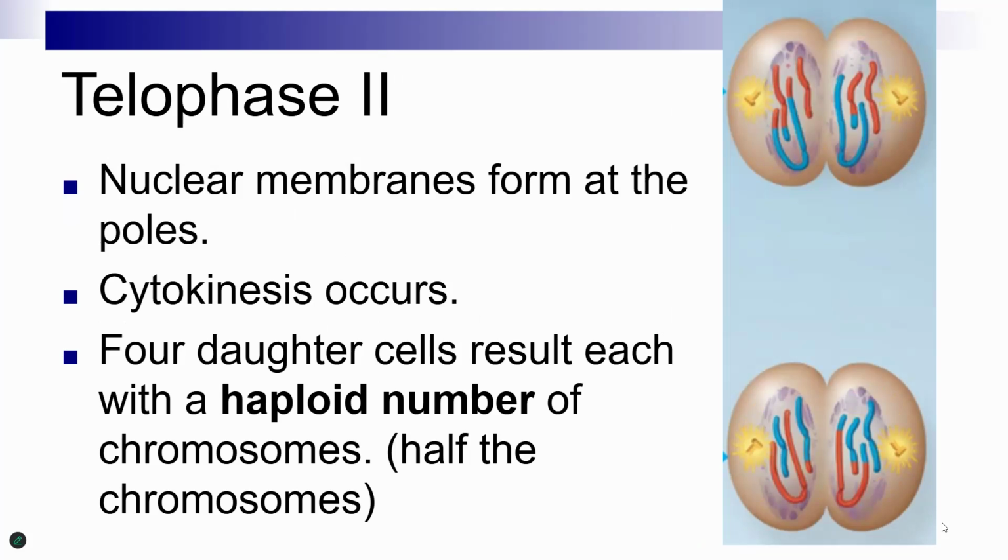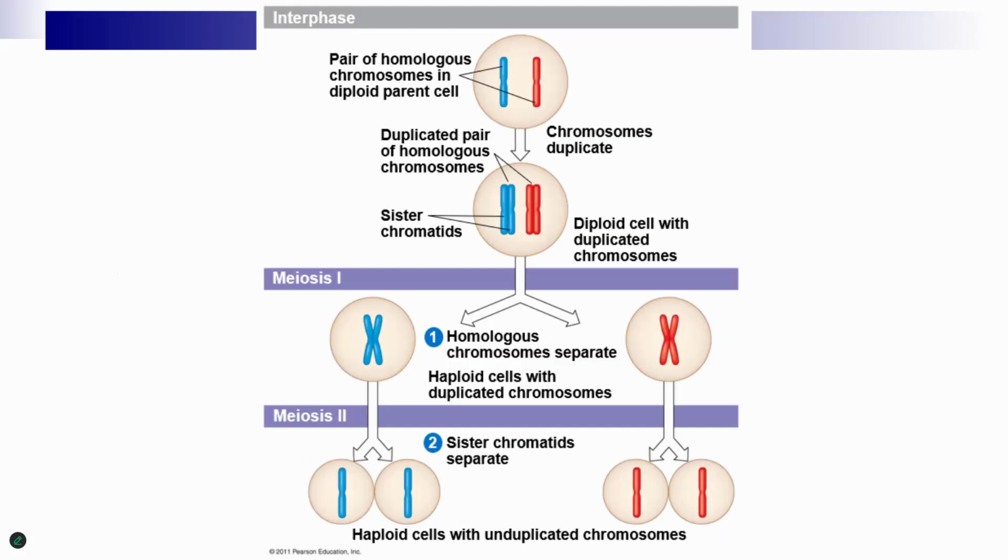Telophase 2, cytokinesis occurs again. Chromosomes start to uncoil, the nuclear membrane forms again. We have now 4 haploid daughter cells, each of which are different from each other.